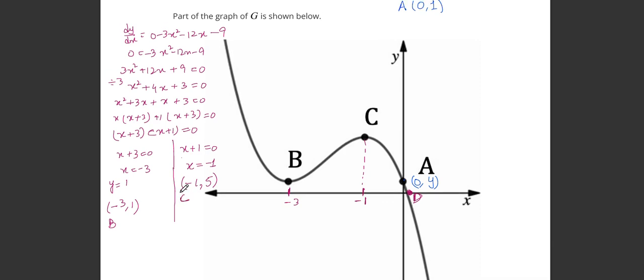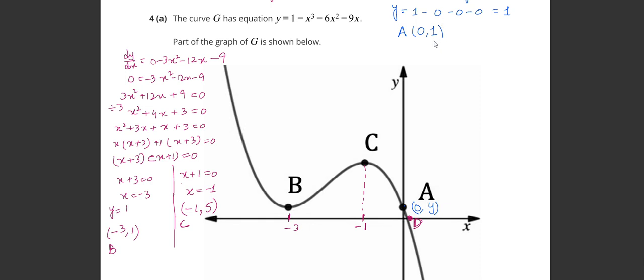To find the nature of the points, you will first find the second derivative. So d square y over dx square will be equal to what? This was the first derivative, so you have to differentiate the first derivative once more. So 0 minus 6x, so it will become minus 6x. Then minus 12, it will become minus 12. And then minus 9 would turn 0.